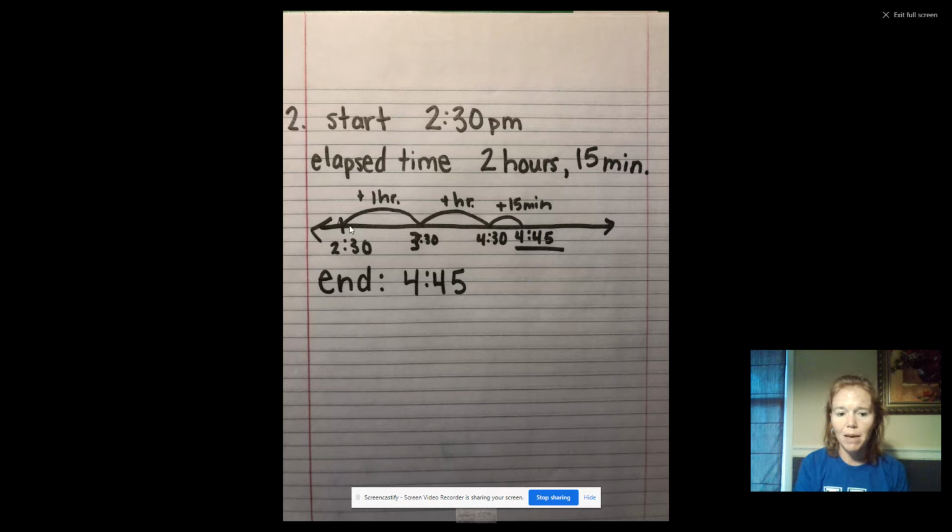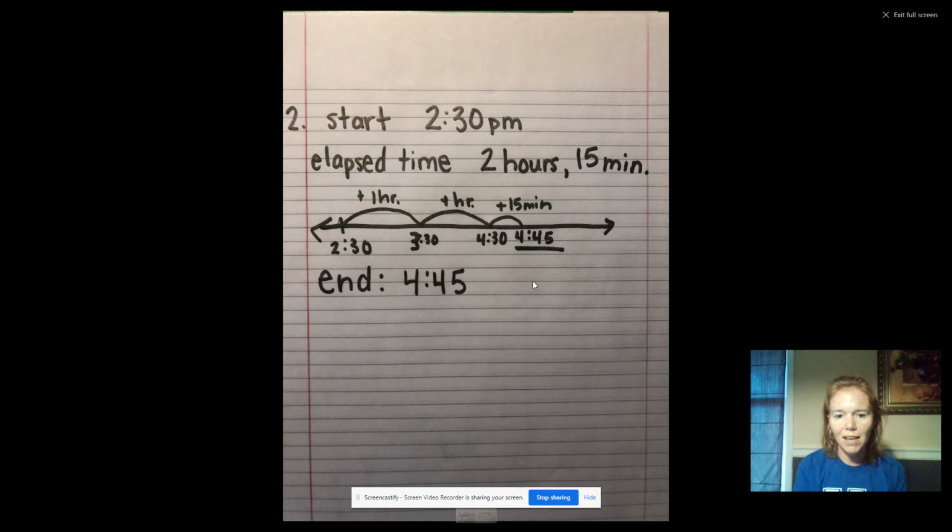Since they gave me the start time, I labeled that at the beginning of my number line, and I knew that I was going to be going 2 hours. So I made 2 one-hour jumps. So the number that changed on my number line at the bottom was the hour number. I kept my 30 minutes the same. So 1 hour was 3:30. 2 hours gets me to 4:30. Then I needed to make a little jump showing the 15 minutes. And I know that 30 minutes plus 15 minutes is 4:45. So I know that the movie ended at 4:45, and I should have put PM there, and I forgot to do that. But we are still in PM.